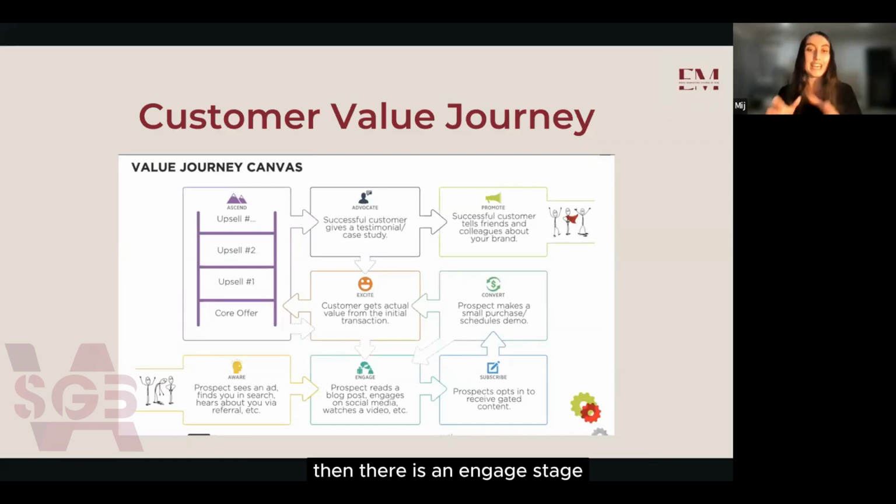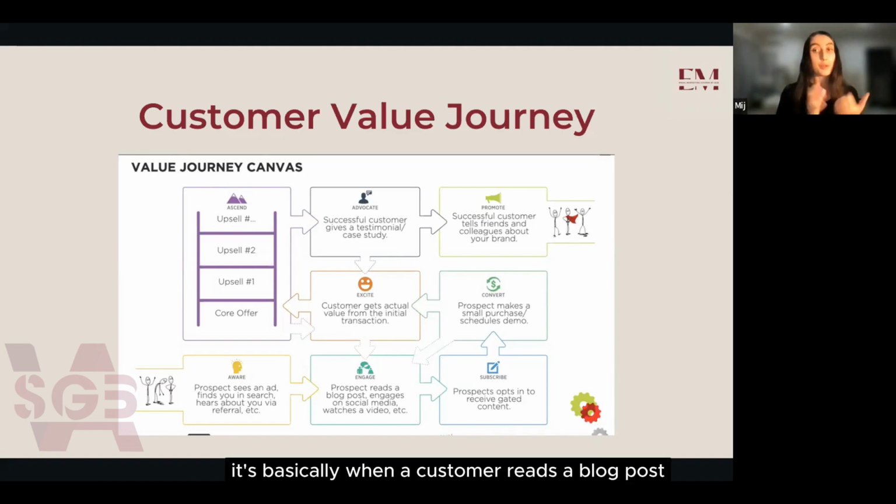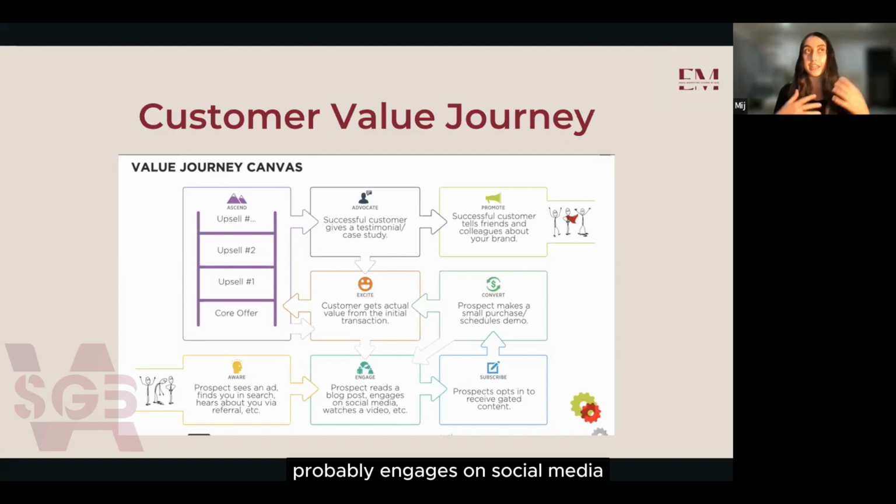Then there is an engage stage. It's basically when a customer reads a blog post, probably engages on social media, watches a video, and is engaging with this brand, right? Like showing interest, maybe even following this brand, right? And then we have a subscribe stage. This is when the customer probably gives their personal information, probably an email or a phone number, right? In order to receive a value.